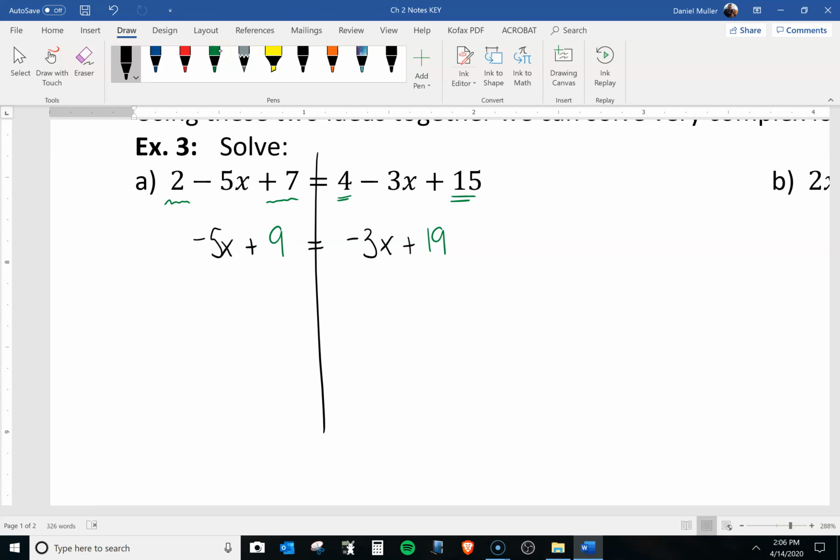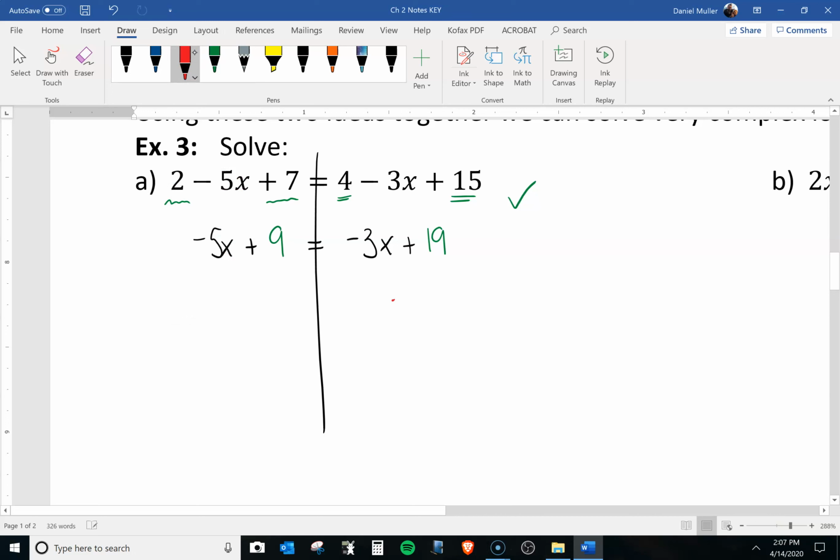Step number 1 is combine like terms. So we've done that. We've combined the like terms. The 4 and the 15 was 19. The 2 and the 7 was 9. Step number 2 is to move over the smaller or more negative x by adding or by subtracting. For this question, they're both negative, but the negative 5 is more negative. It is a lower number or a more left number. So I'm going to move that.